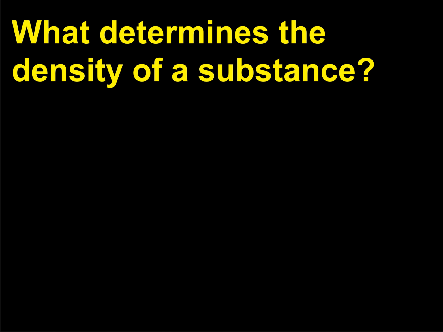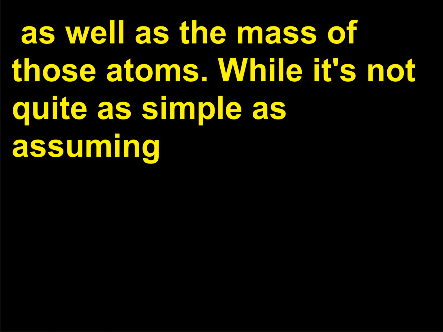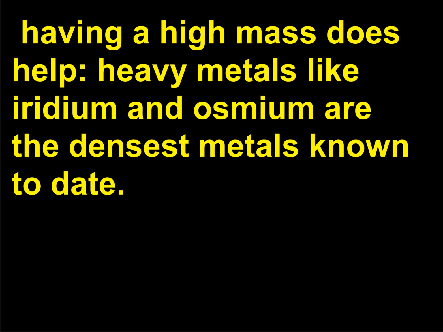What determines the density of a substance? At the most basic level, density is determined by how close the atoms or molecules in a substance are packed, as well as the mass of those atoms. While it's not quite as simple as assuming that the heaviest elements on the periodic table have the highest densities, having a high mass does help. Heavy metals like iridium and osmium are the densest metals known to date.